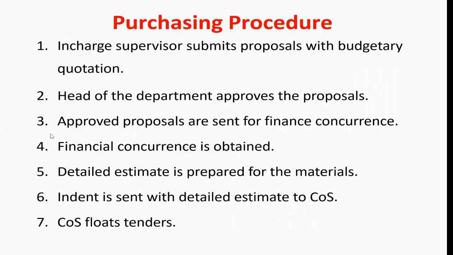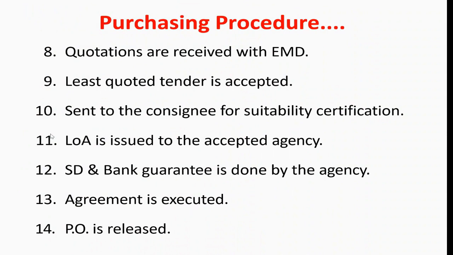Purchasing procedure. 1. In-charge supervisor submits proposals with budgetary quotation. 2. Head of the department approves the proposals. 3. Approved proposals are sent for finance concurrence. 4. Financial concurrence is obtained. 5. Detailed estimate is prepared for the materials. 6. Indent is sent with detailed estimate to COS. 7. COS floats tenders. 8. Quotations are received with EMD. 9. Least quoted tender is accepted.